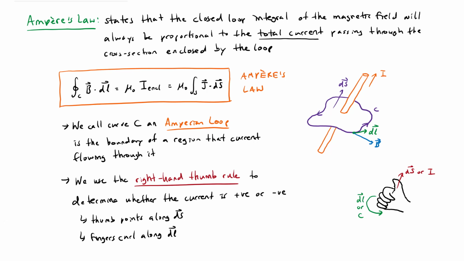What can we determine from this? The convention is that the current along dS is positive when dl is counterclockwise. So this would be positive current as a convention.